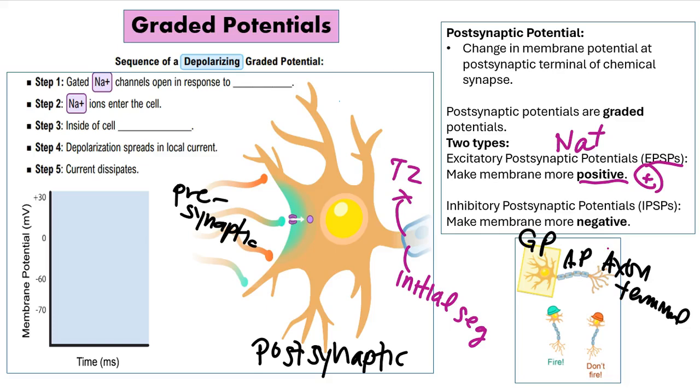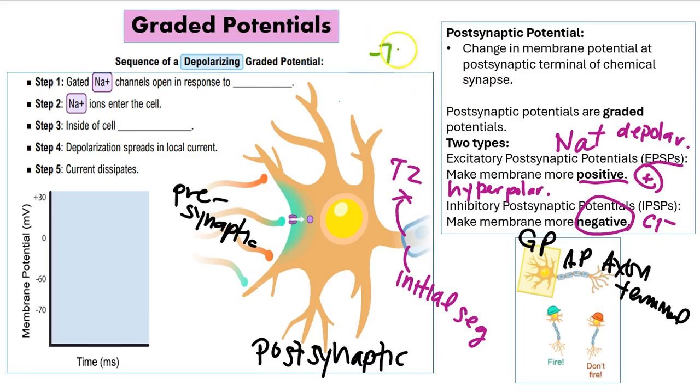Now, we also have different graded potentials that will cause an inhibitory effect. Those are called inhibitory postsynaptic potentials, or IPSPs. This is going to make the membrane more negative. So if sodium comes in and makes the membrane more positive, we're thinking depolarization if we're going back to our terms. If we have the inhibitory postsynaptic potentials, say if you have something like chloride coming in, which already has a negative ion charge, it's going to make the membrane more negative, and of course inside the cell more negative, and that's going to be creating more hyperpolarization.